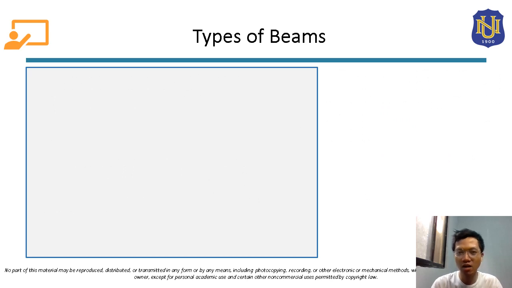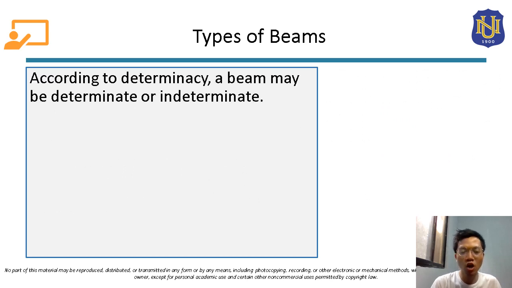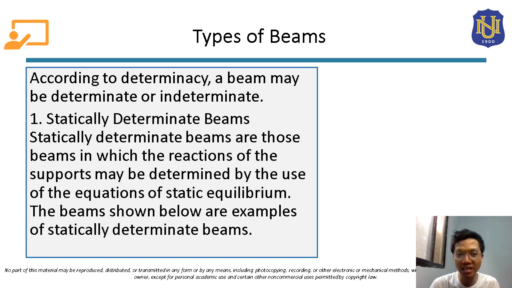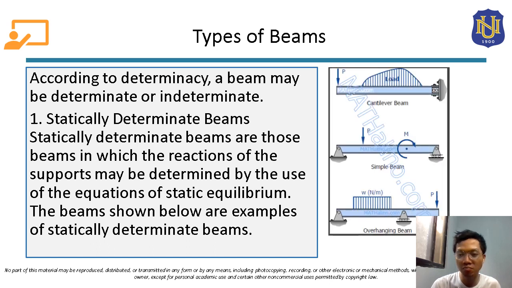Let's talk about now the different types of beams. According to determinacy, a beam may be determinate or indeterminate. Statically determinate beams are beams in which the reactions of the supports may be determined by the use of the equations of static equilibrium. The beams shown below are examples of statically determinate beams.